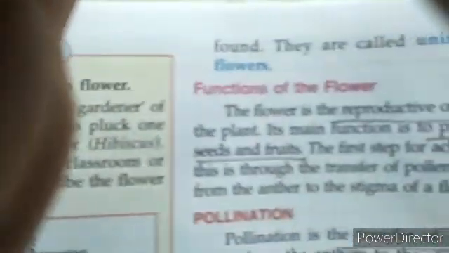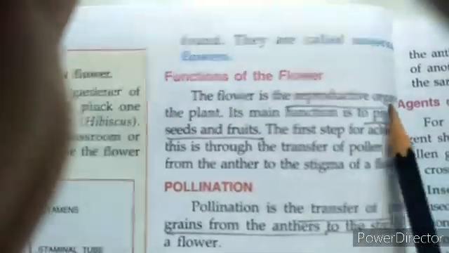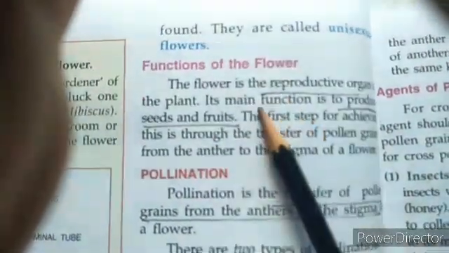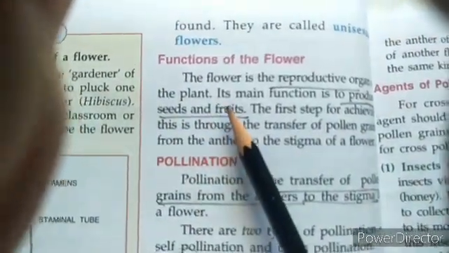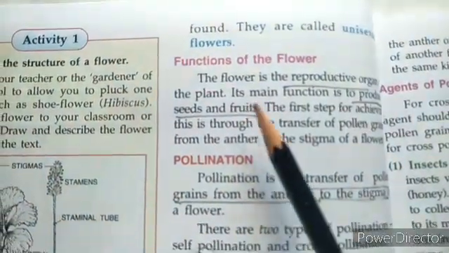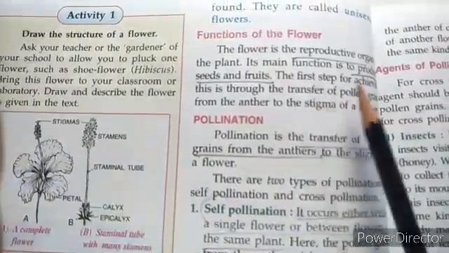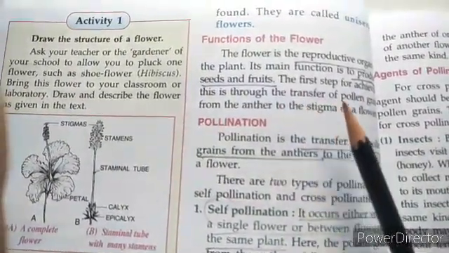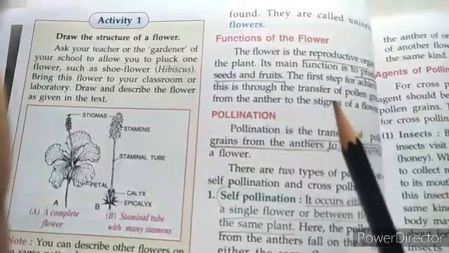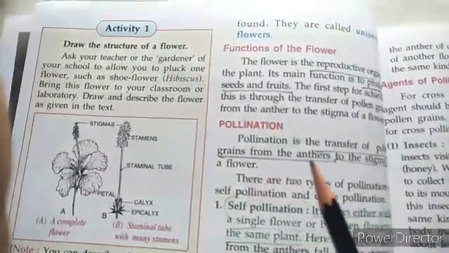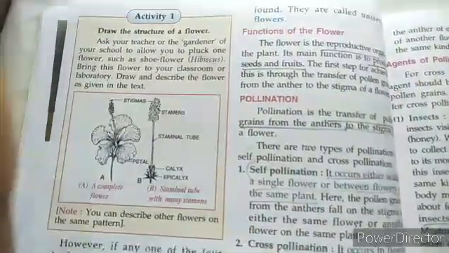We came to know about the functions of the flower. The first function of the flower was that the flower is a reproductive organ for the plant. Then it provides fruit and seed. So fruit and seed are given rise to with the help of a flower itself. And then we came to know that it plays a vital role in the transfer of pollen grain from the anther to the stigma, a process known as pollination, which we will do in the next video.